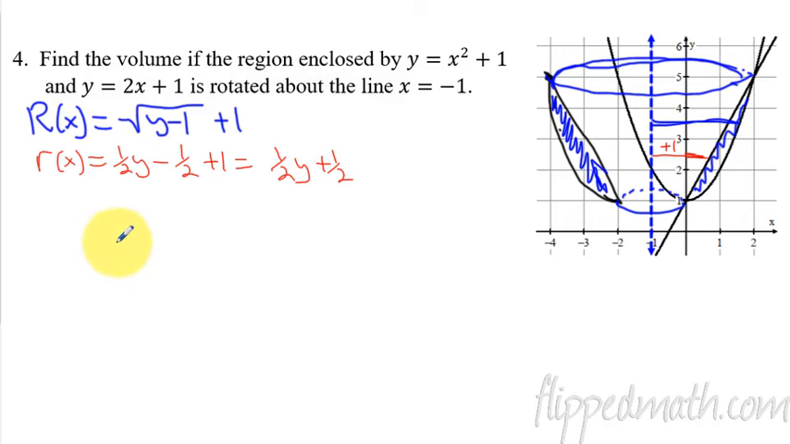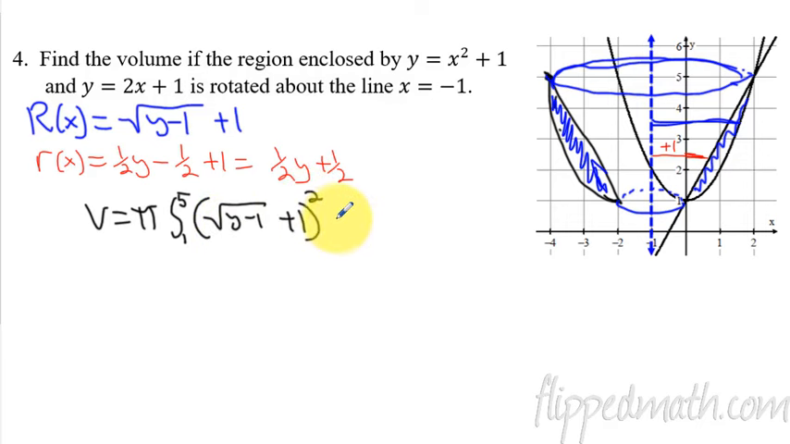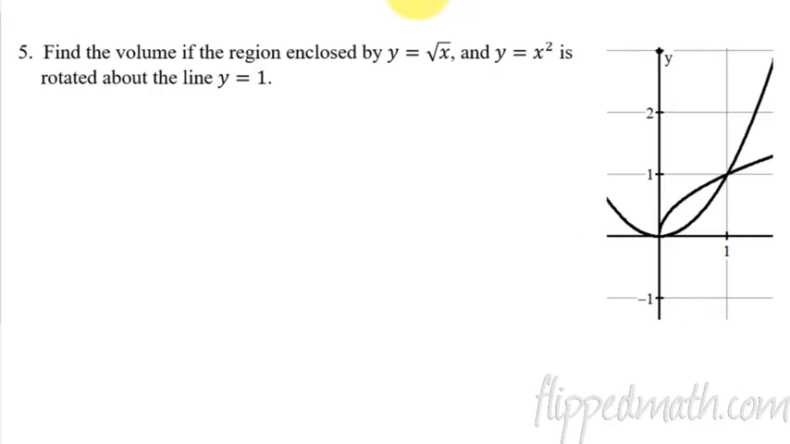Okay, so our equation is now, the volume is going to equal pi, from, it's still 1 to 5 again, just like our last problem, 1 to 5 of the larger radius, square root of y minus 1 plus 1, squared, minus the little radius, which is 1/2 y plus 1/2, quantity squared, with respect to y. Woo! Crazy. Okay, this last problem is exactly the same if you look back as number 2.